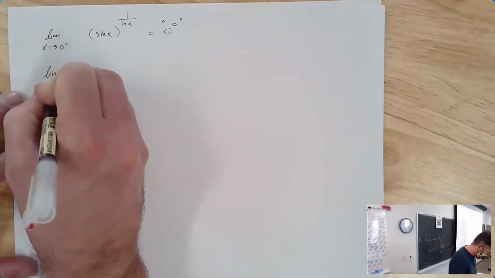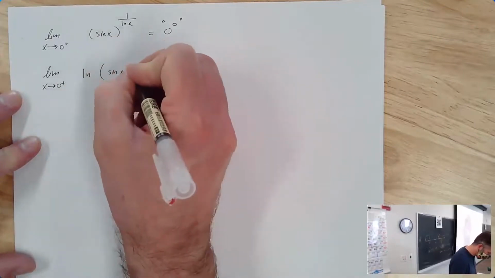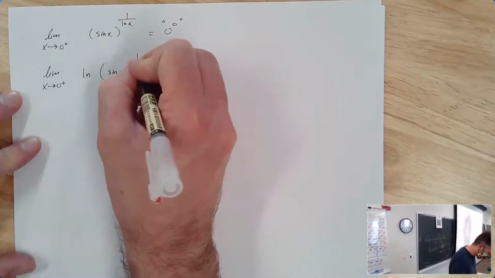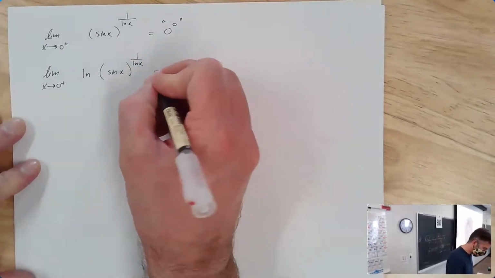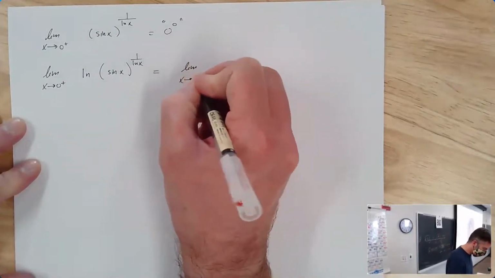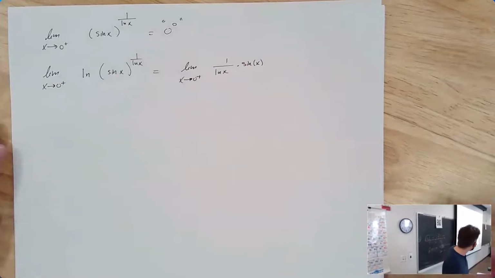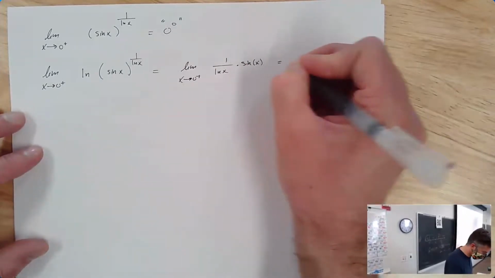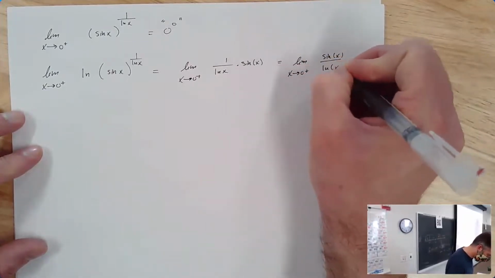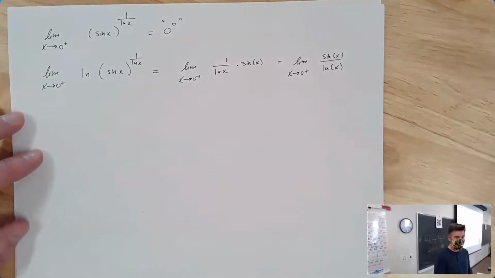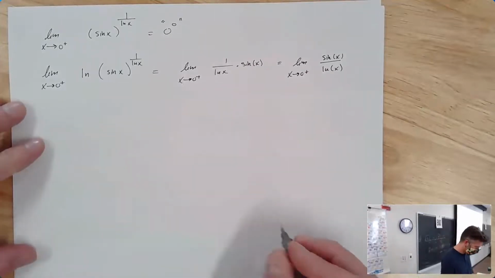So I'm going to look at the limit as x goes to 0 from the right of the natural log of sine of x to the 1 over natural log of x. And the whole reason for doing that is I'm going to bring that down. It's going to be the limit as x goes to 0 from the right of 1 over natural log of x times sine of x. And I probably could have saved myself a step here if I just would have written that as the limit as x goes to 0 from the right of sine of x over the natural log of x. There's no having to flip and multiply or flip and divide here because it's already kind of in the denominator. So let's use L'Hopital's rule.